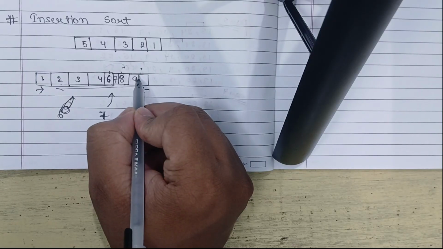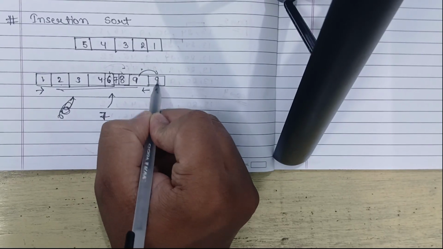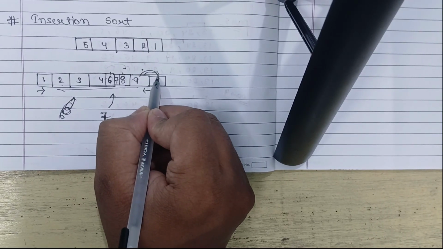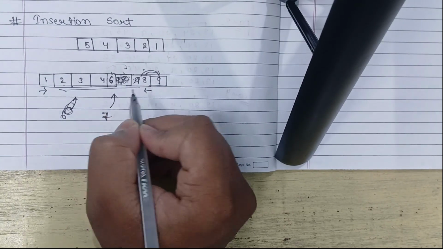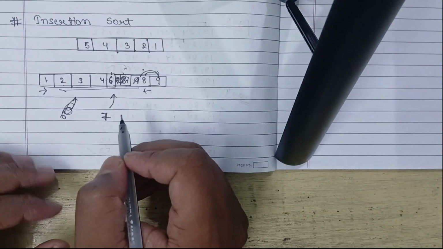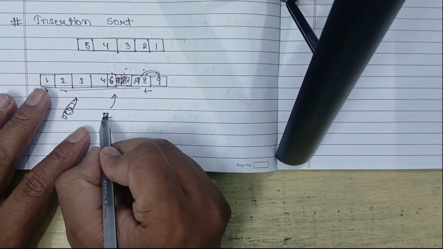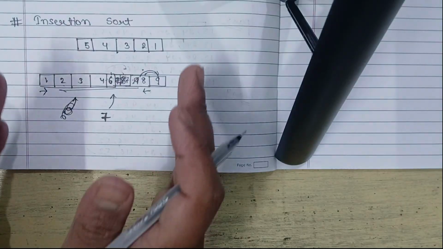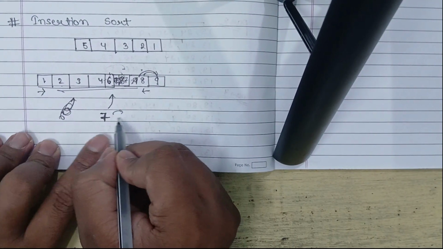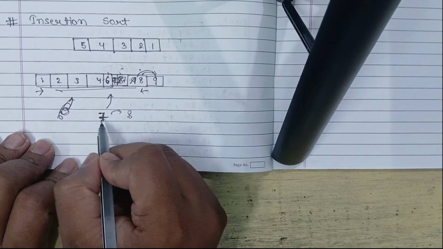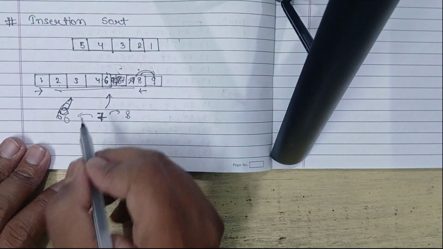Actually you have to shift this particular element to this side, and 9 will go to this side, so this will become 8, and this will become 7. So this is the main idea behind insertion sort. You have to put the elements in sorted fashion, which means on the right it should be greater than 7, and on the left it should be less than 6.